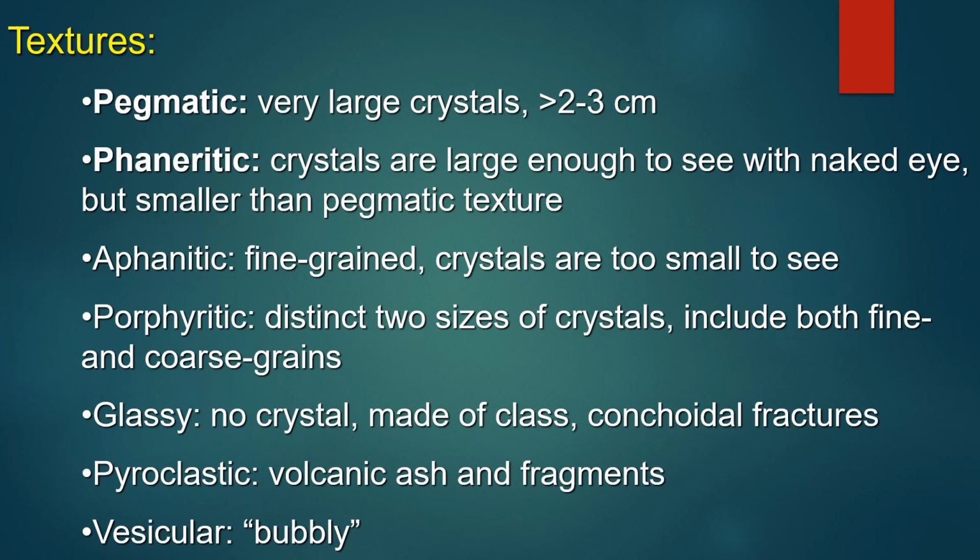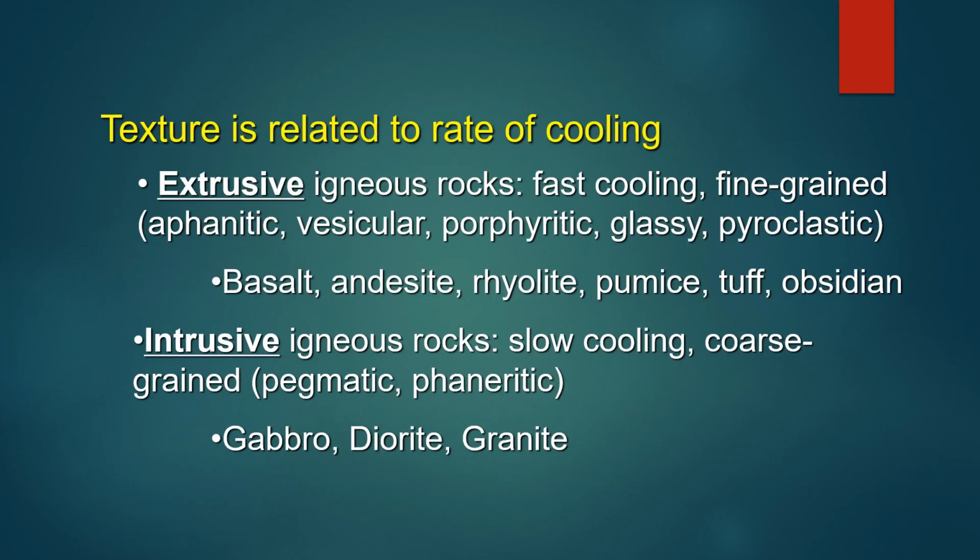Pyroclastic describes the deposition of volcanic materials when a volcanic explosion happens. So it is volcanic ash and fragments that are piled and compacted. Vesicular describes a bubbly texture, where the rock has pores inside. The formation of textures in igneous rocks are related to the cooling rate of the magma.